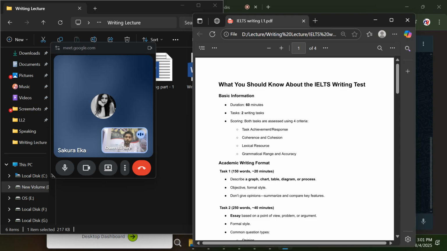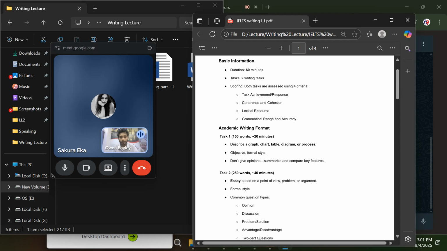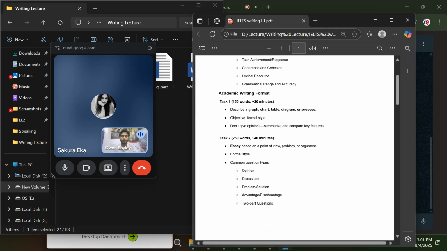Some basic information like duration 60 minutes, 2 tasks, scoring: 4 tasks are assessed with 4 criteria: task achievement and response, coherence and cohesion, lexical resources, grammatical range and accuracy. In academic writing, you'll have the first task, 150 words. You will have 20 minutes to write, and you have to describe a graph, chart, table, diagram, and you have to use the objective and formal style.